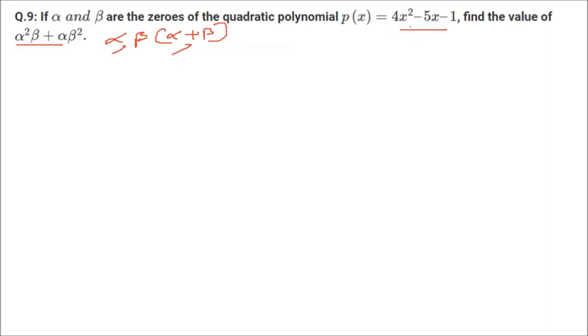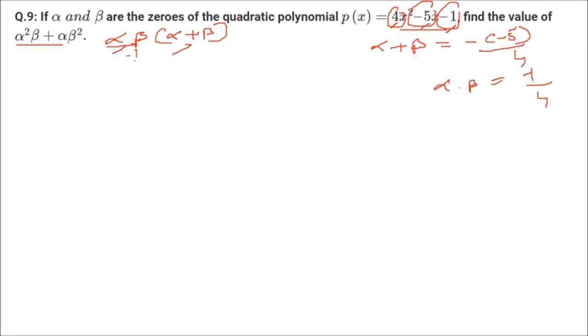So what is a here? 4, b is minus 5, and c is minus 1. So what is alpha plus beta? Minus b by a. So minus of minus 5. What is a? 4. What is alpha into beta? C by a. So c is minus 1, and this is 4. Now put it here. Alpha into beta is minus 1 by 4, and alpha plus beta is what? Minus of minus, that is 5 by 4.